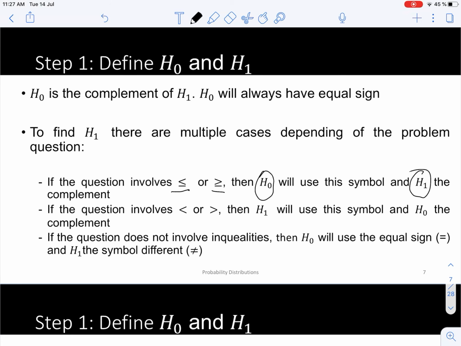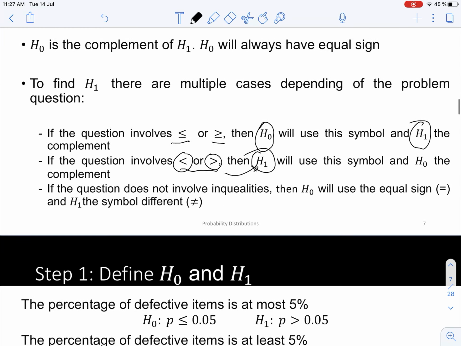Now, if the question involves only less or greater, for example, the mean value is less than 40, the equal sign is not included in that expression. Therefore, you first define the alternative hypothesis, because remember, we don't have the equal sign here, and of course the complement will be the null hypothesis.